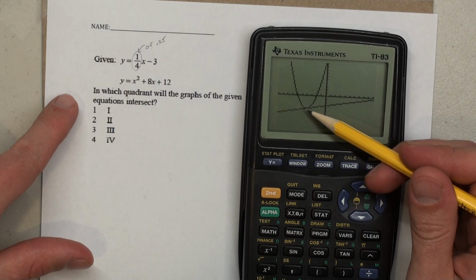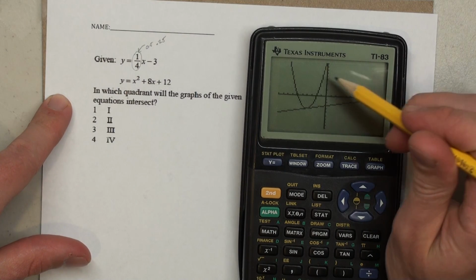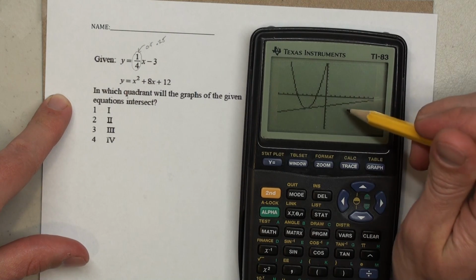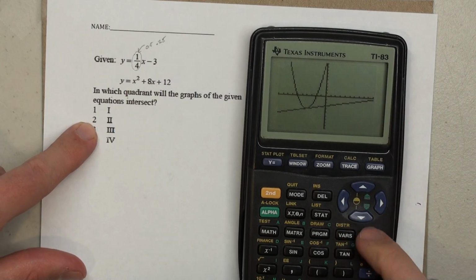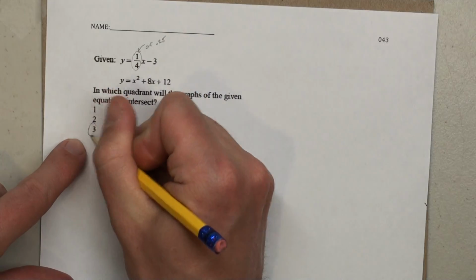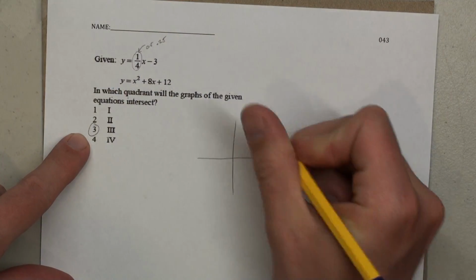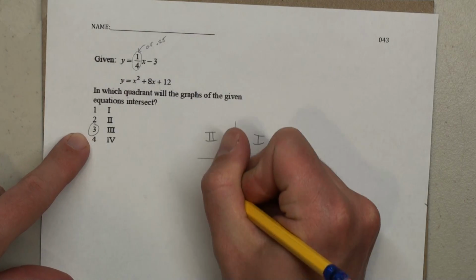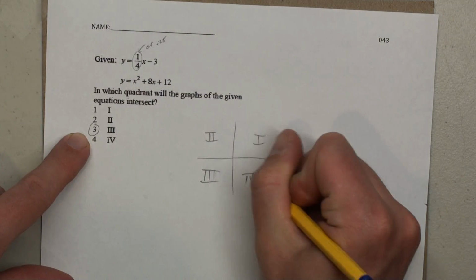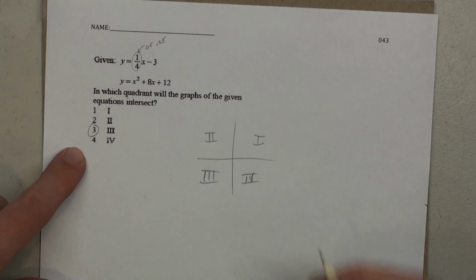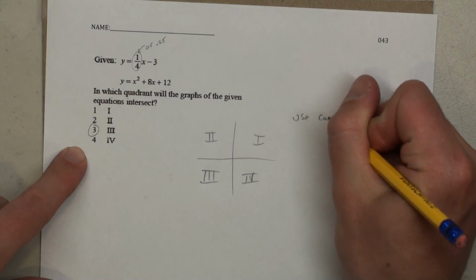In what quadrant do they intersect? Well, this is the first quadrant, second quadrant, third quadrant, fourth quadrant. In the third quadrant. That's it. How easy is that? Use calc.